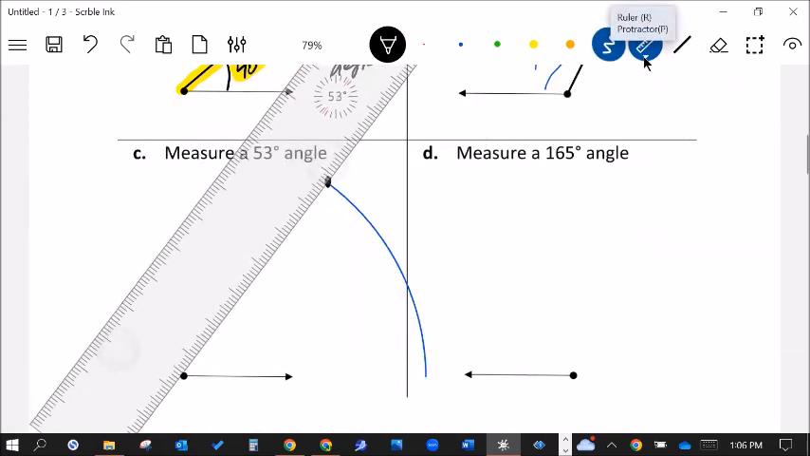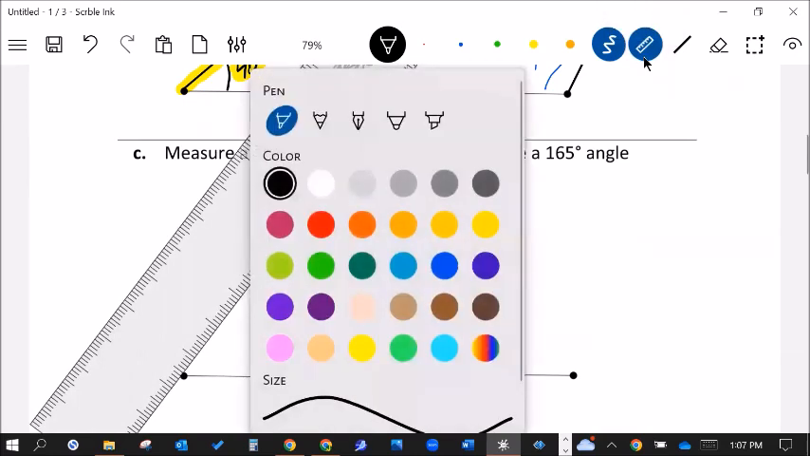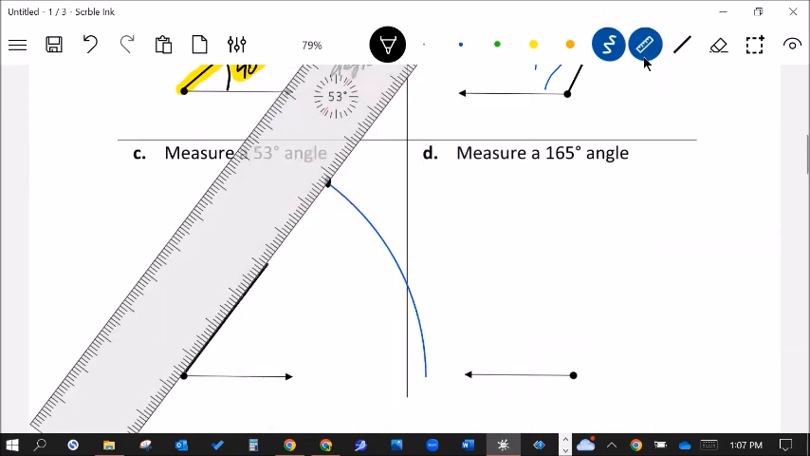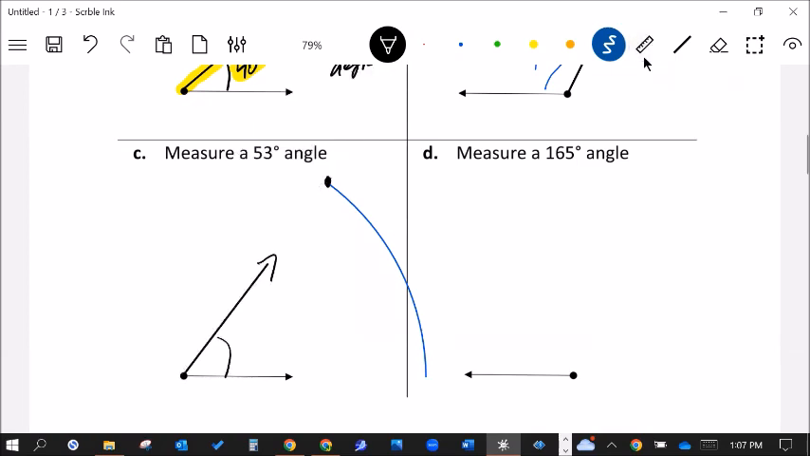And go towards it, but not too far. So I think that's a reasonable amount there. And that's 53 degrees. I'm going to do that one. Now I'm going to do it for the other problem, 165 degrees.